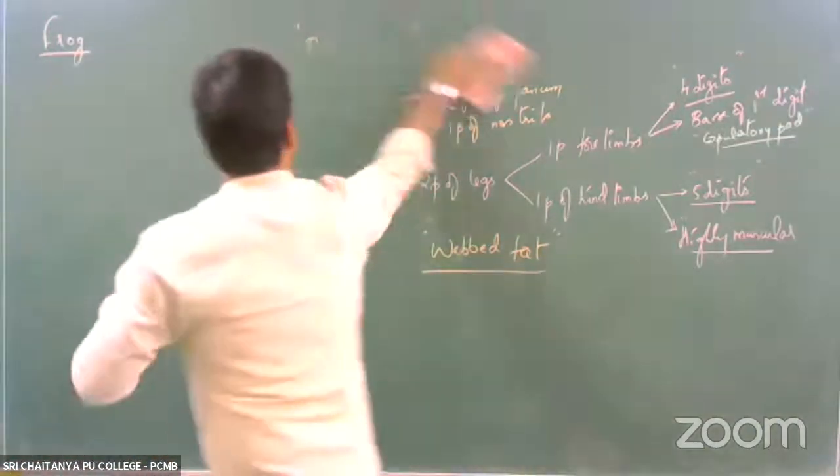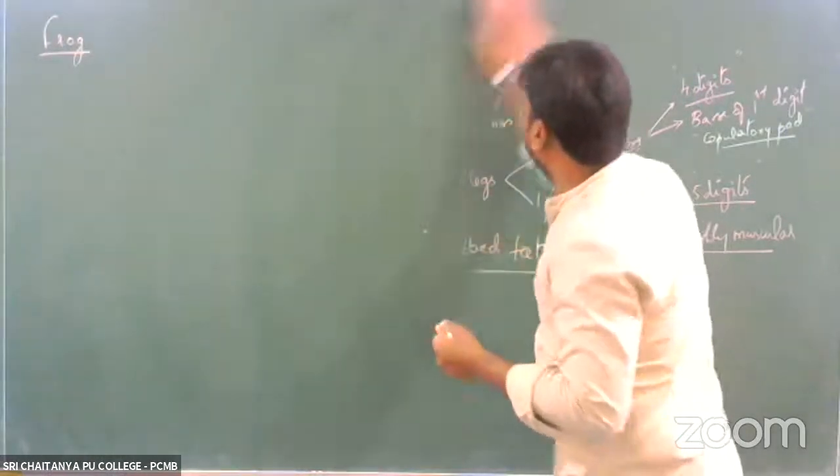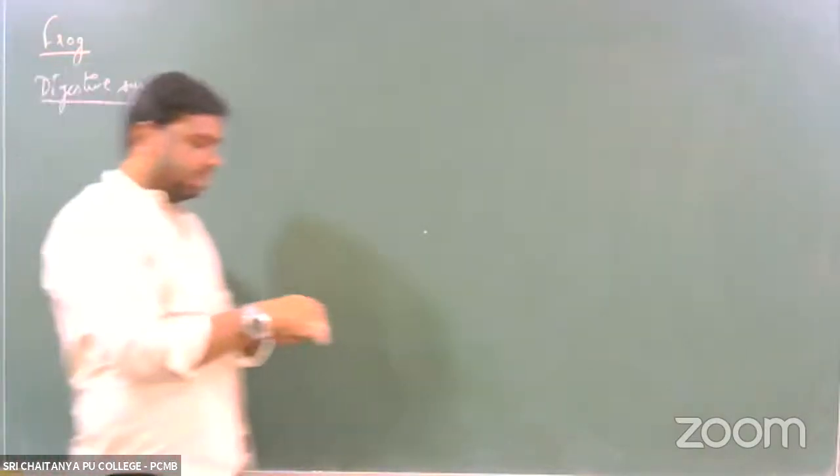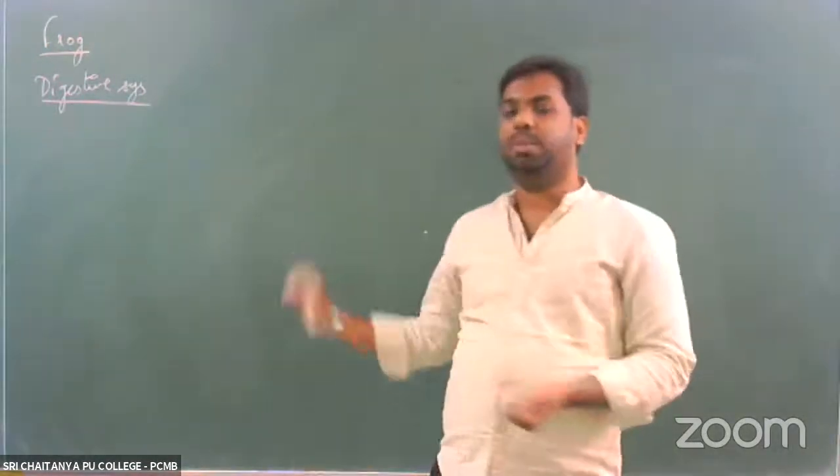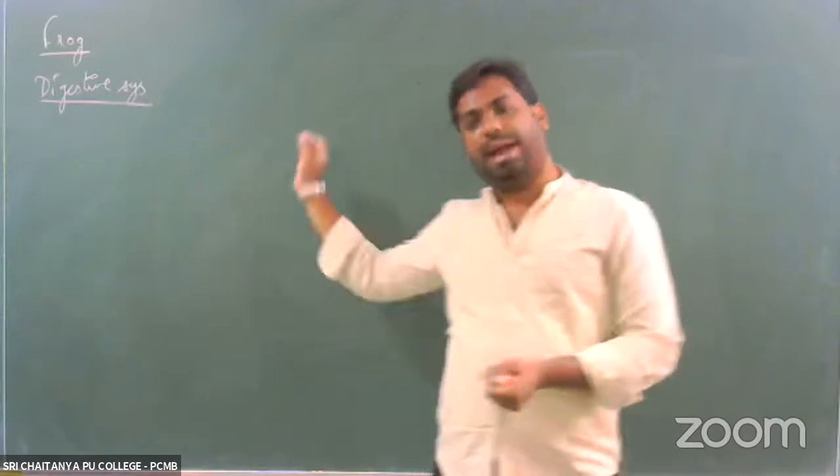Now, talking about the digestive system in these organisms. Frogs have a well-developed alimentary canal, and they have a complete digestive system also. We know what we mean by a complete digestive system. It is a well-developed, tubular alimentary canal. So talking about the anatomy of the digestive system, these organisms, as I mentioned, have a complete alimentary canal, and it is said to be a well-developed muscular alimentary canal.